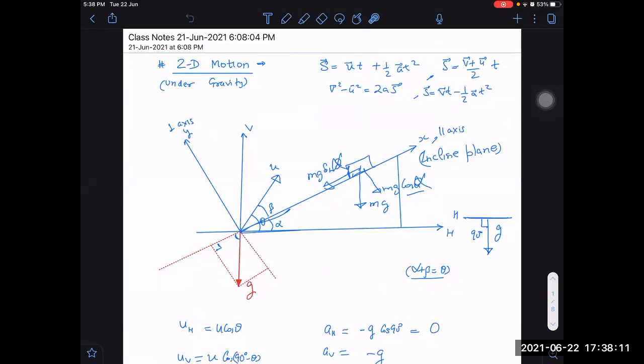Okay. What is the component of u? Sorry, component of g only first. Component of g along horizontal? 0, sir. Very good. Component of g along vertical? Minus g. Correct. Component of u along x-axis? u cos beta. Component of u along horizontal? u cos theta. I have taken alpha plus beta as theta. Alpha is the angle up to this, beta is up to that, but the total becomes theta. So u cos theta we can take as the horizontal component.